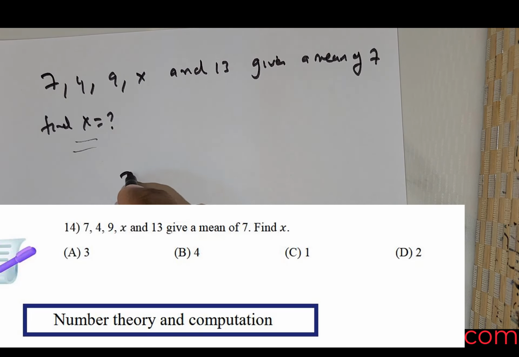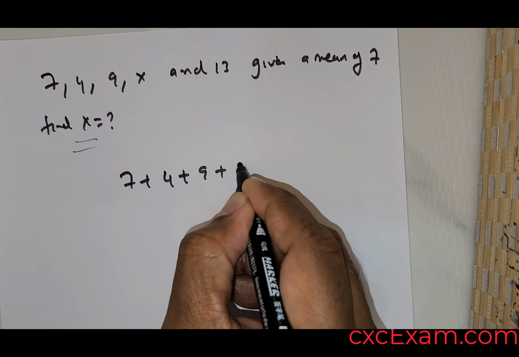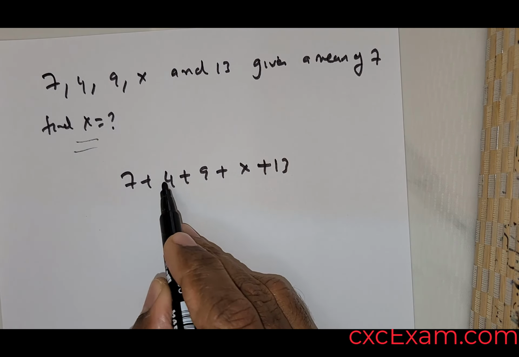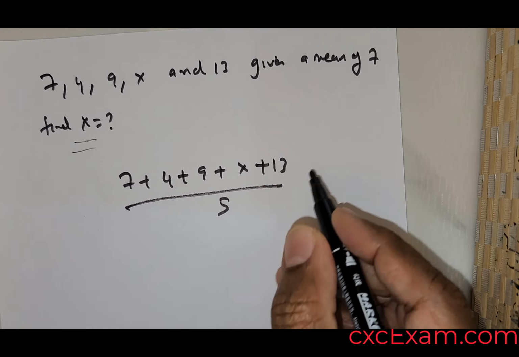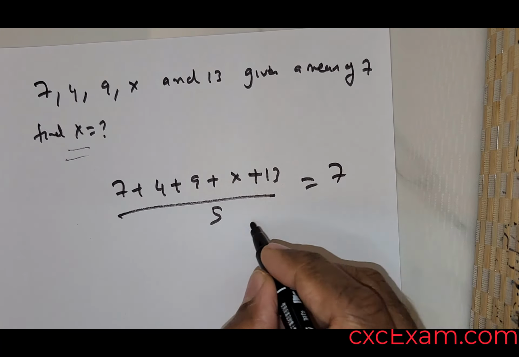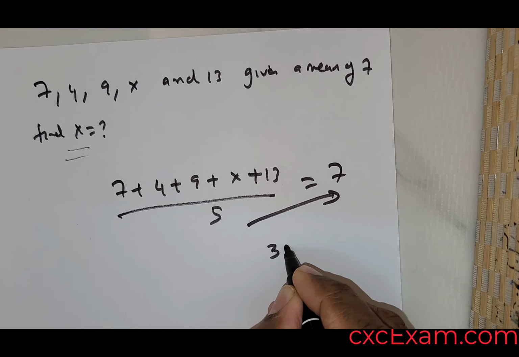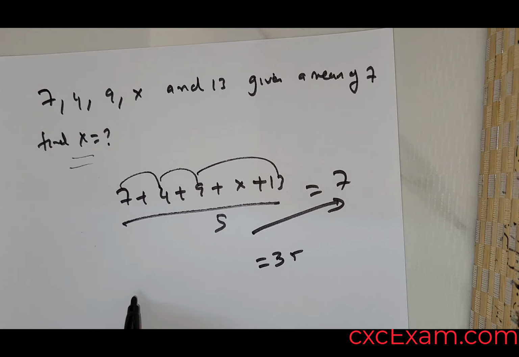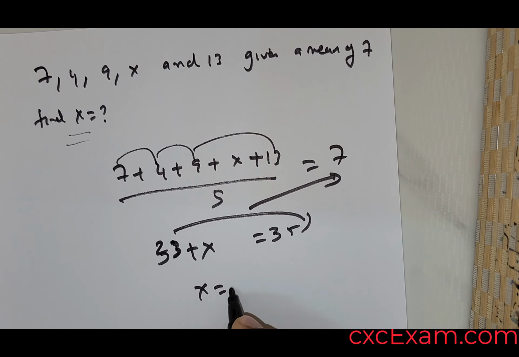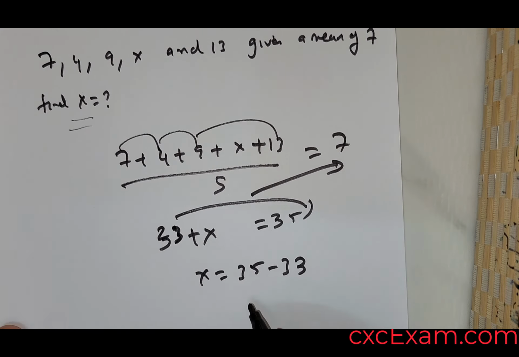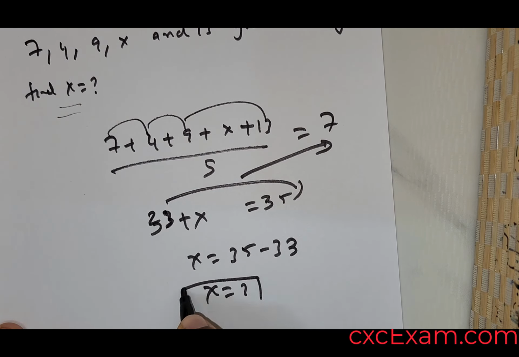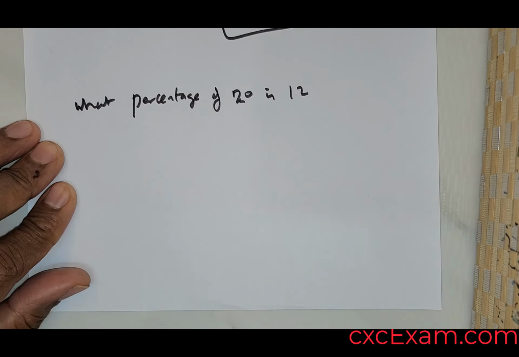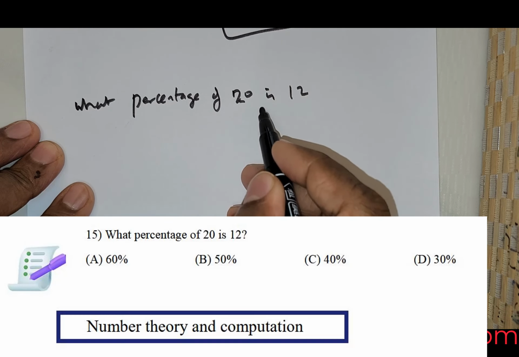Now 7, 4, 9, x and 13 gives a mean of 7. We are asked to find x. So you take 7 added with 4 with 9 with x with 13. How many numbers are there? 1, 2, 3, 4, 5. Divide by 5. We are given that the mean is 7. So 7 times 5, that's going to be 35. You add 7 with 4, 11. That's 20. 20 with 13 will give me 33 plus x. Okay. So move this 33 to the other side. You get 35 minus 33. You subtract, you get x to be equal to 2. So that's the answer.